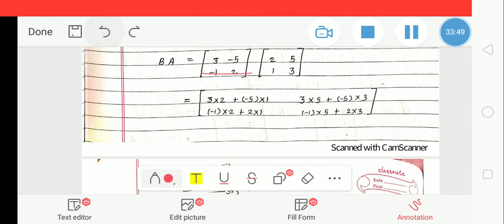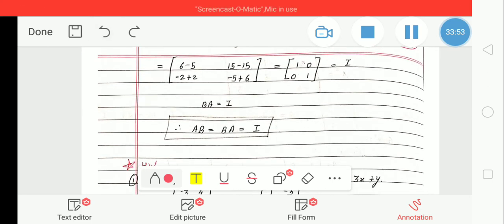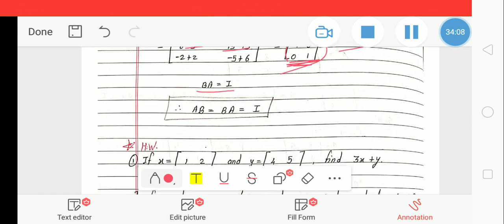So now we can solve this. So giving 6 minus 5, 15 minus 15, minus 2 plus 2, minus 5 plus 6. So that is 1 0 0 1. This is the identity matrix I. So BA is equal to I. Means AB is equal to BA is equal to I. Hence proved.